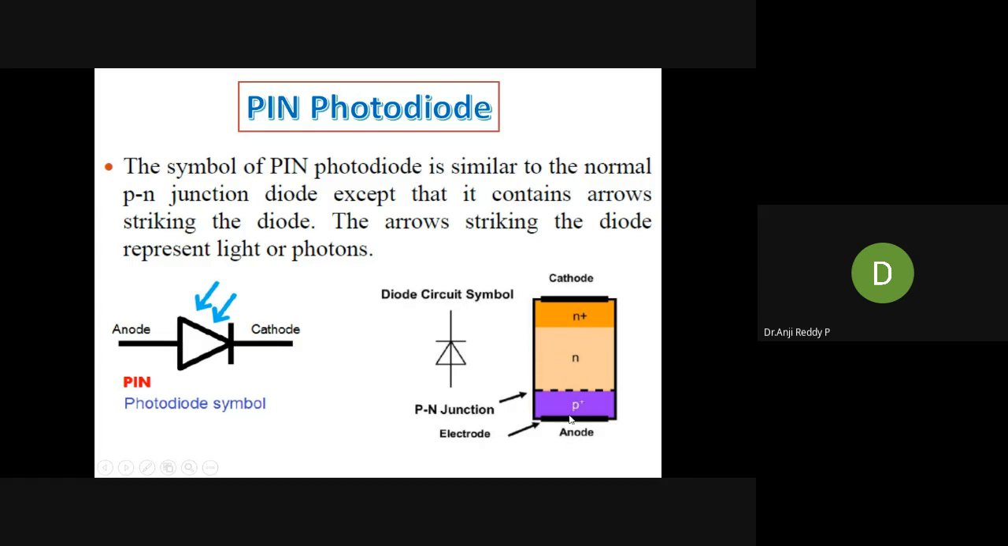This is the P type semiconductor, and this is the N type semiconductor. In between, we have the depletion region of intrinsic semiconductor. That means PIN, that's why we call this the intrinsic semiconductor. This is the symbol of the pin photodiode. It is just like a normal PN junction diode, except for the arrow marks. If we remove the arrow marks, it acts as an ordinary diode. The arrow marks represent the light or photons incident on the diode.